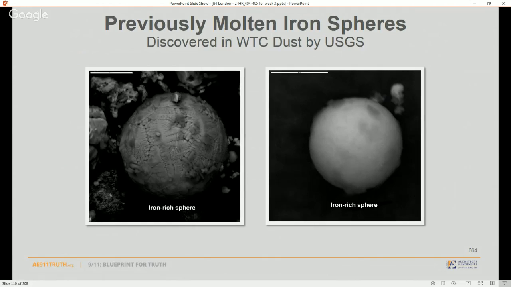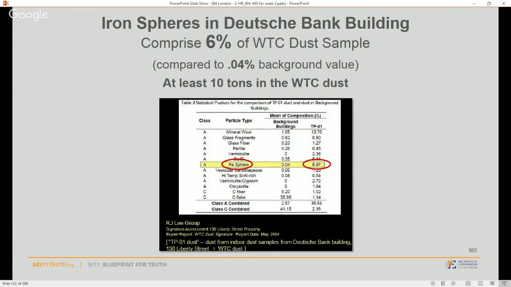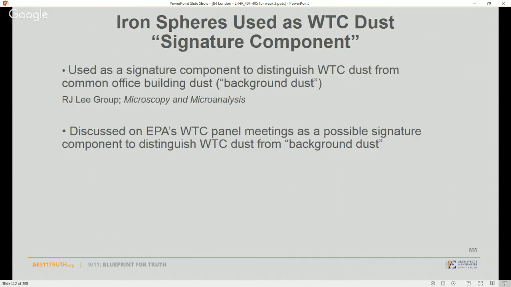Lee, but by the U.S. Geological Survey. They're everywhere. They're ubiquitous. Up to 6% of the dust samples are composed of these unexplained elemental iron, previously molten droplets, the diameter of a human hair on average. Most of them you can't even see in all this dust. In fact, there's so many of them, they're used as a signature component to identify that this is uniquely World Trade Center dust. This is not background dust. So this is very, very unique.